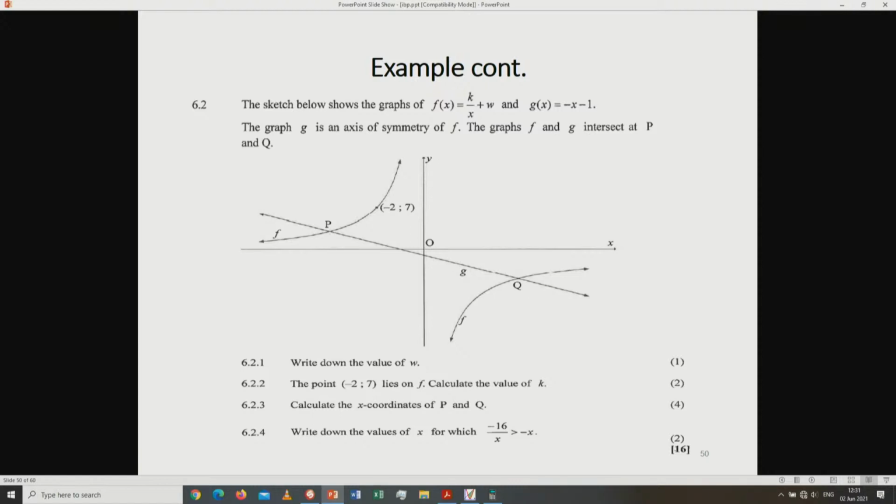Right. The point (-2, 7) lies on f. Calculate the value of k for 2 marks. Now, it means we need to determine the value of k. What do we do now? We have the equation. f(x), which represents y, is equal to k divided by (x + w). We know what w is now. We substitute it, -1.